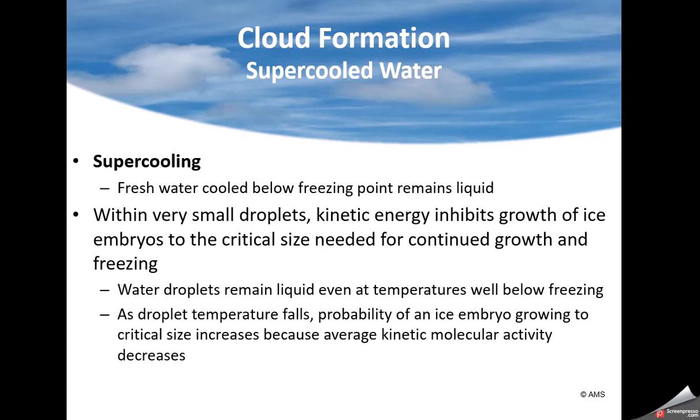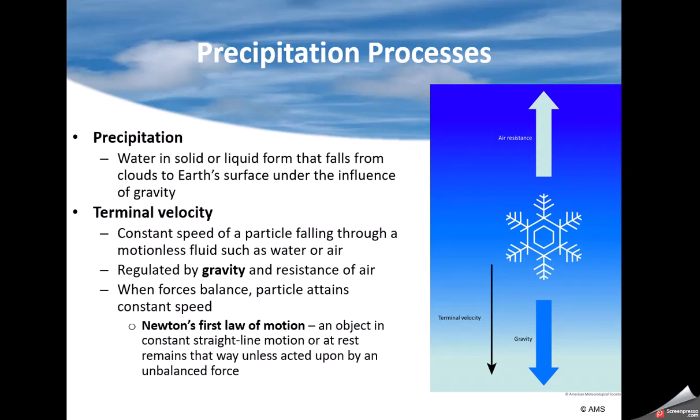So these very small droplets actually inhibit that kinetic energy. Oh yeah, what about precipitation? Well, how do we get rain or snow here on Earth? We know that gravity is always trying to pull those droplets down. However, there's friction trying to hold those droplets up. So at some point, the droplet is going to get heavy enough that it begins to move down, and it'll reach what is called terminal velocity, and that's as fast as it's going to fall, no matter how far it has to go.